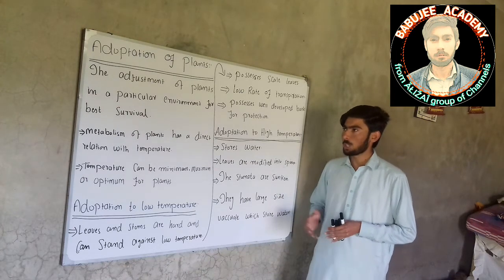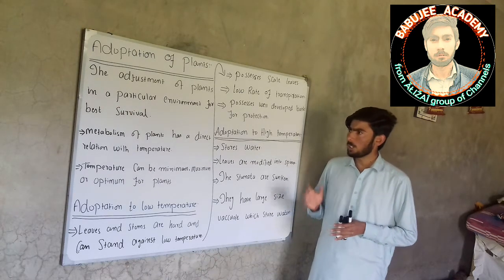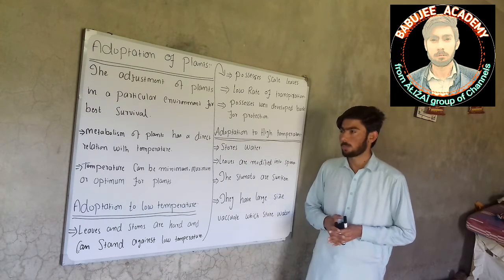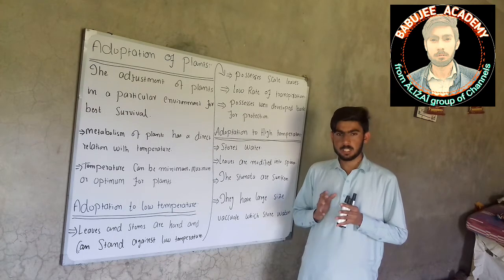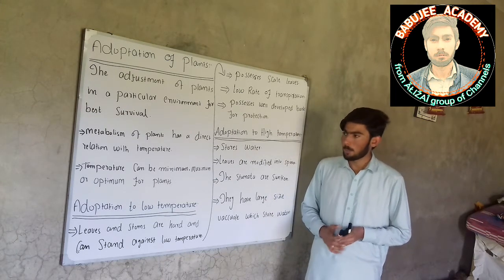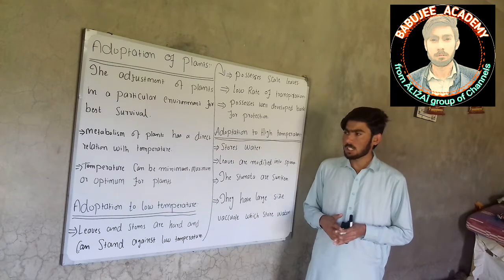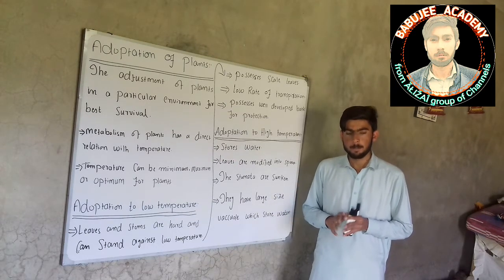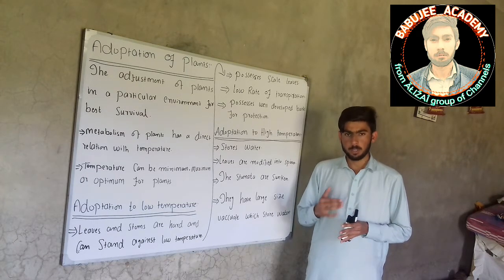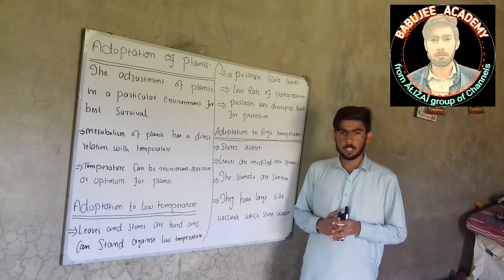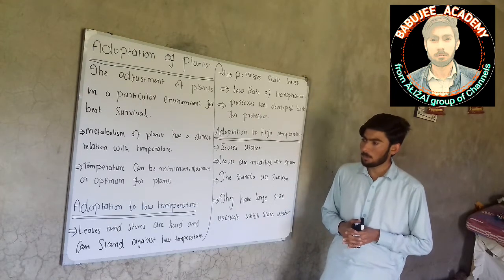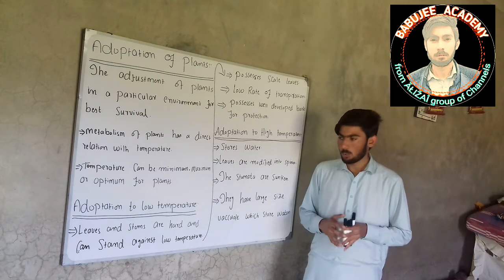So what is adaptation of plants? It is the adjustment of plants in a particular environment for their best survival. In order to increase their chances of survival, plants make adjustments to their environment. The metabolism of plants has a direct relation with temperature, which means a high rate of metabolism means a high temperature and a low rate of metabolism means a low temperature. Temperature can be minimum, maximum or optimum for plant survival.